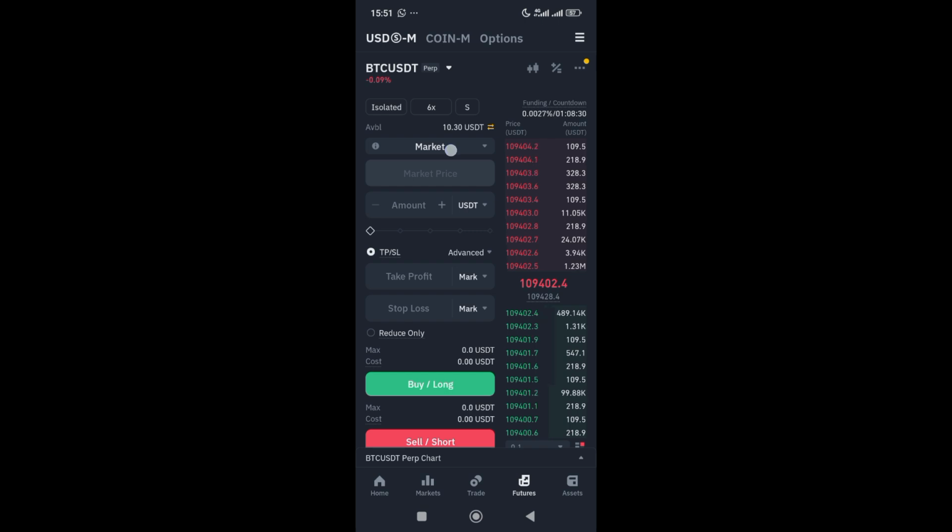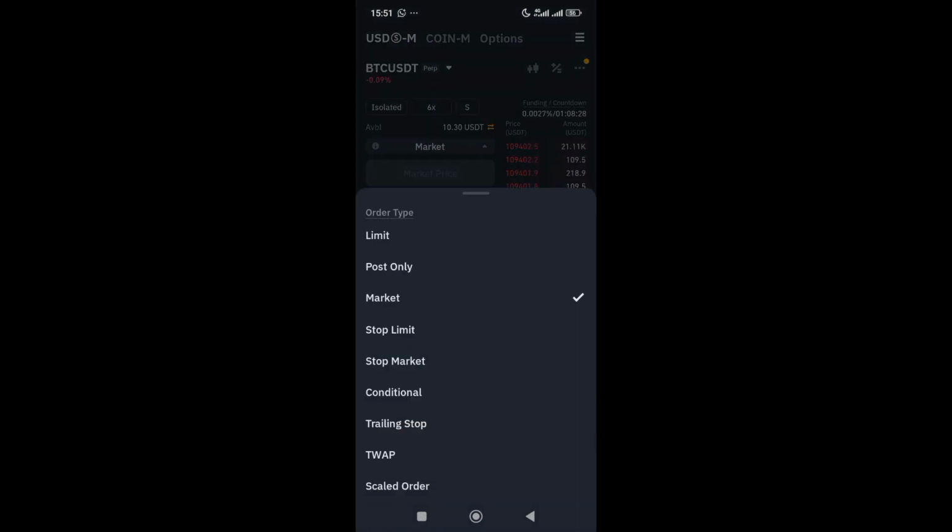Now let's move over to markets. Market means entering at the current market price, CMP. C means current, M market, and P price. Someone might send you a signal saying CMP, so that's why I'm explaining that. And you can also see stop loss and take profit.